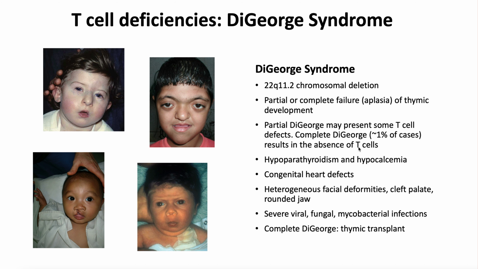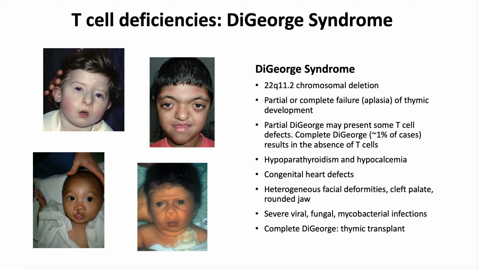And when that happens, you have a complete absence of T cells. There are some other key features you'll want to learn a little bit more about as you learn more about DiGeorge syndrome, although they're not specifically immunology features. Patients with this often have hypoparathyroidism and hypocalcemia and congenital heart defects. It's common to have these kind of heterogeneous facial deformities, as I'm showing here, such as a rounded jaw, cleft palate, and other facial deformities.